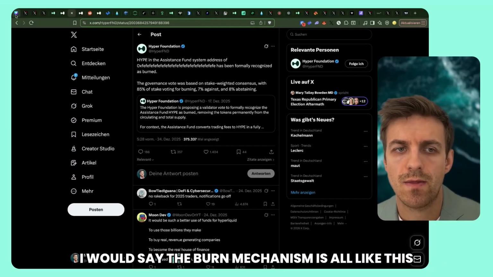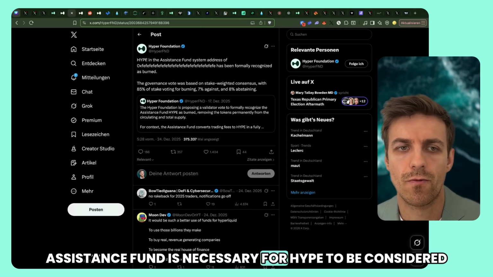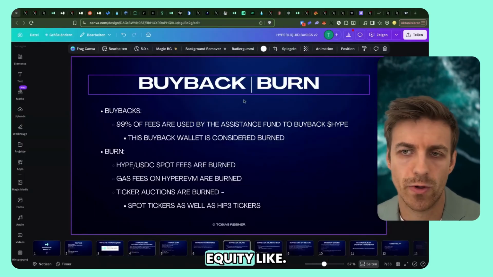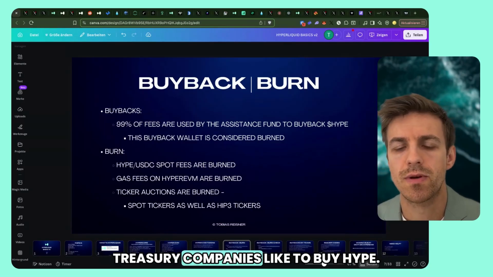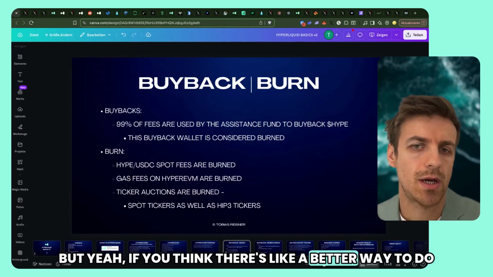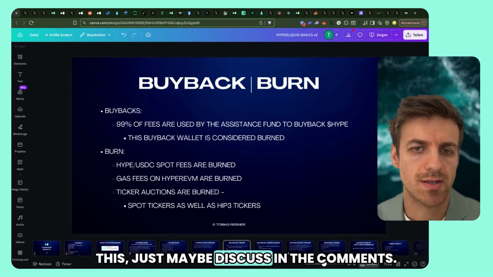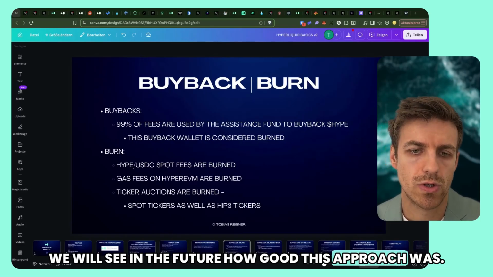I would say the burn mechanism, or this assistance fund, is necessary for HYPE to be considered equity-like. And it's also the reason why those treasury companies like to buy HYPE. But if you think there's a better way to do this, maybe discuss in the comments. We will see in the future how good this approach was.